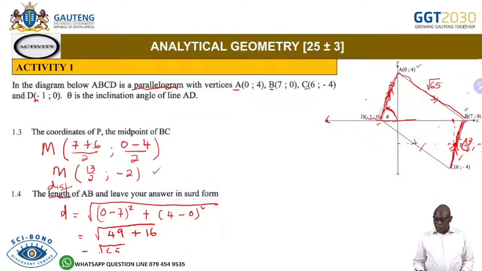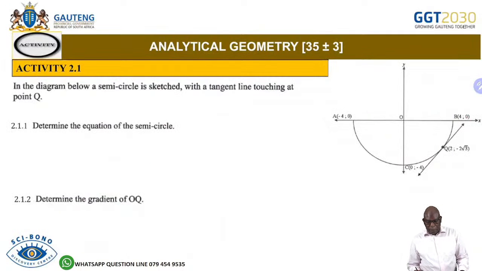Okay. Now, let's move on. Right. Question 2. In the diagram below, a semicircle is sketched with a tangent line touching at point Q. Now, the circle is given. It's a semicircle actually. The semicircle, right? So now we have got a line here which is a tangent touching at point Q. Point Q is given there.